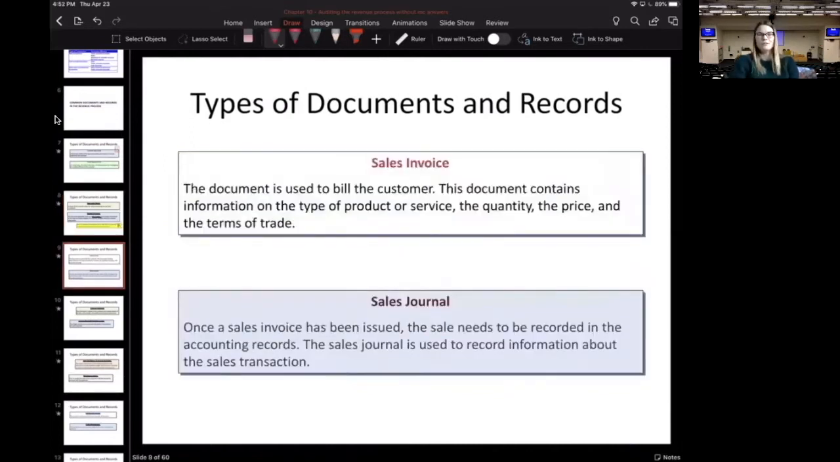The sales invoice is the customer's bill. Right? I'm sure we've all seen some invoices in our time. So this will just tell the customer how much they owe the company for the goods or services, how much they're expected to pay. So it should have the items they bought, prices they bought them at, quantities.